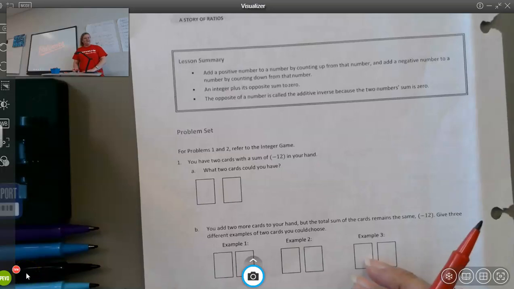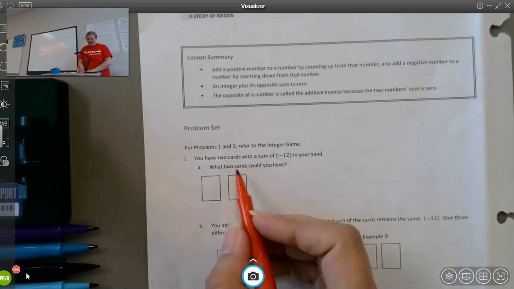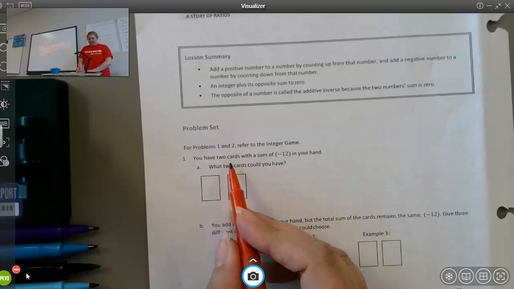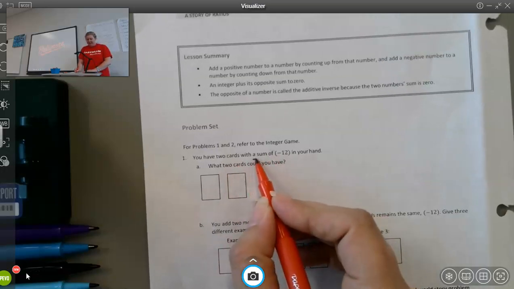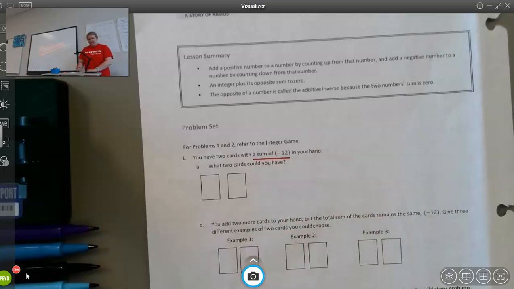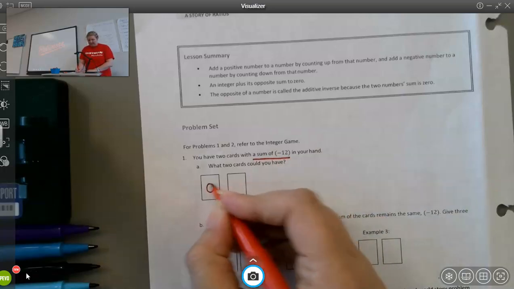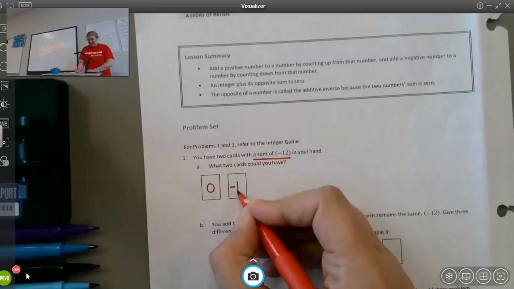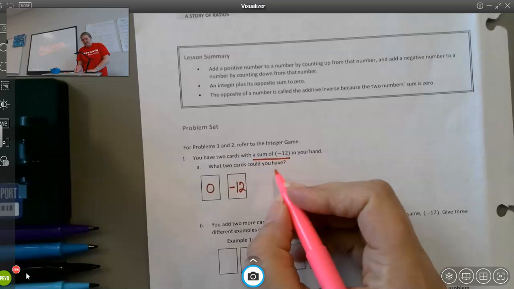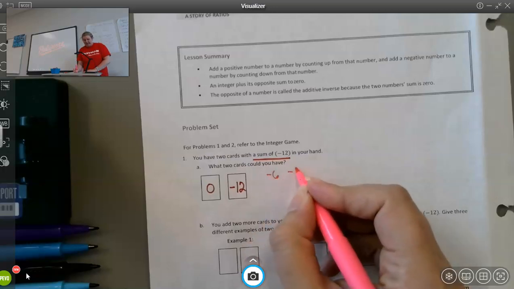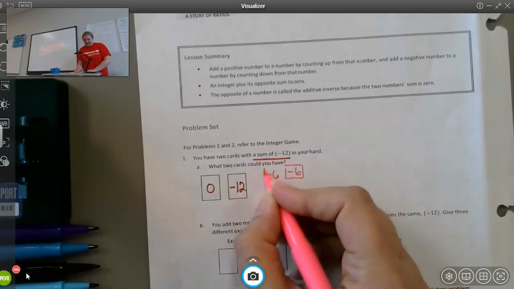Looking at the problem set for lesson 1, the first question asks us to find which two cards I could have with a sum of negative 12. So, the easiest would be 0 and negative 12. That's not the only option. Usually people think about negative 6 and negative 6. It's the next option.